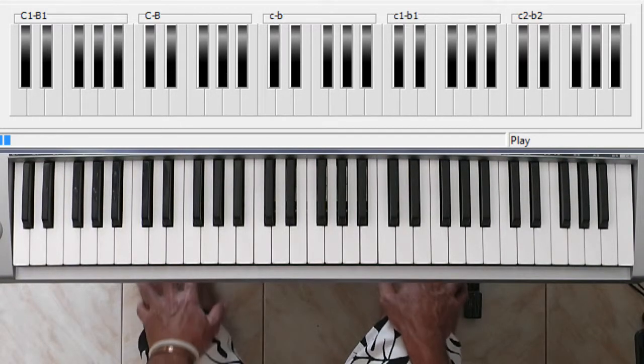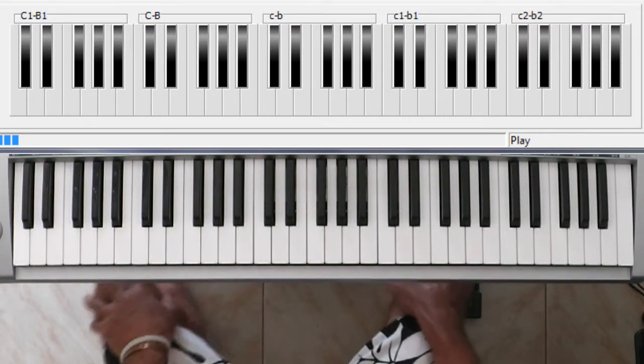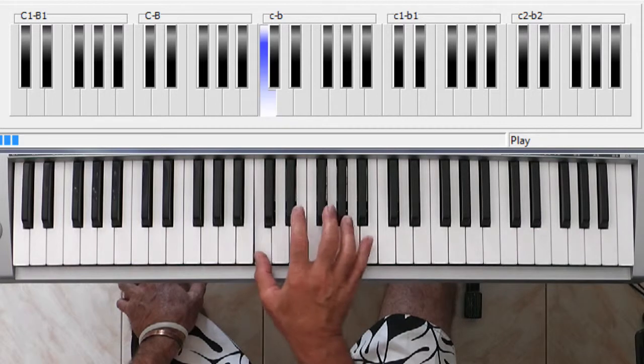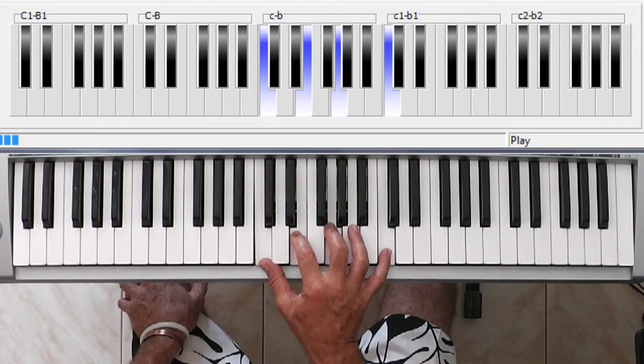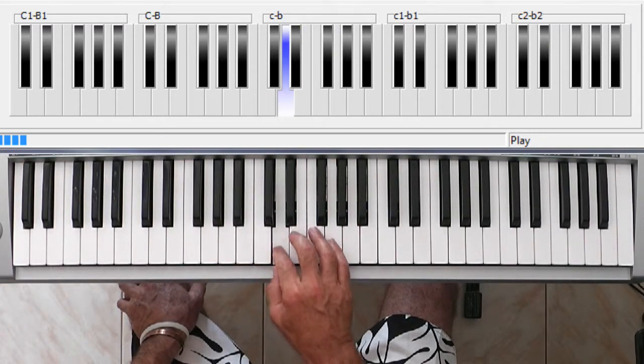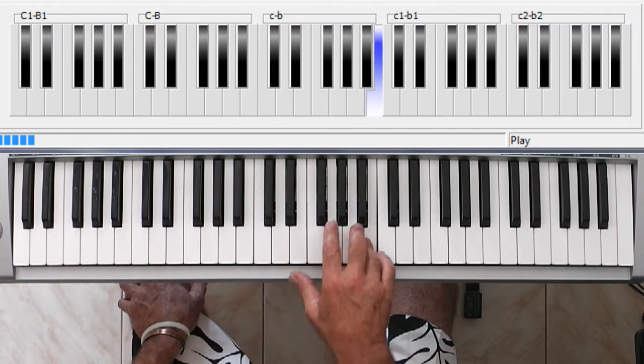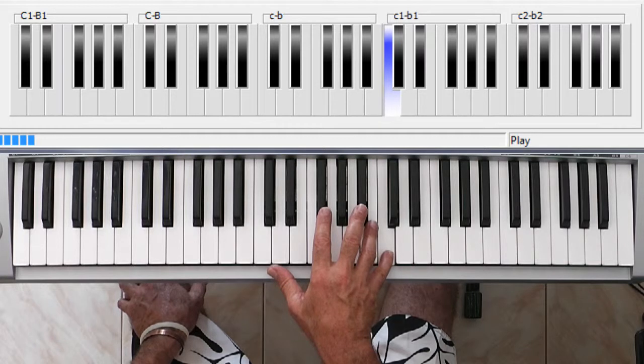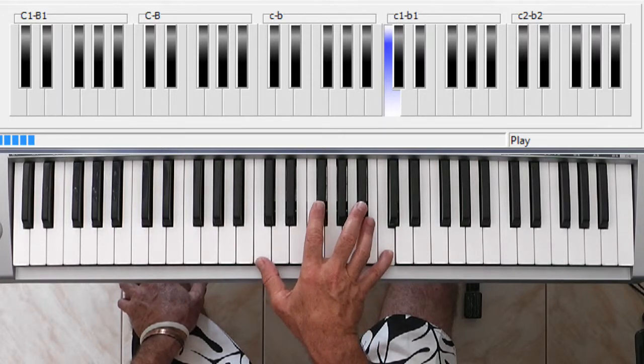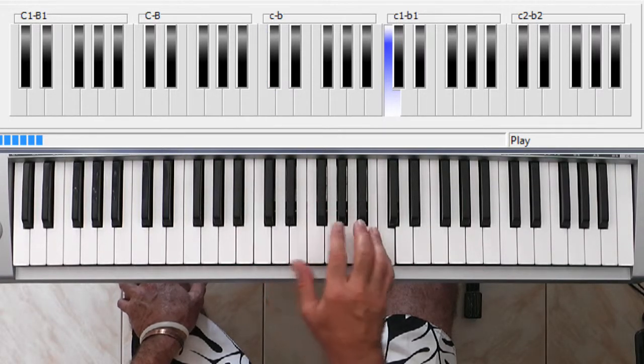Welcome to the free lesson for inversions in the key of C. Let's start with a scale. 1, 2, 3, 4, 5, 6, 7 notes in our scale before you get to the next C, up or down.